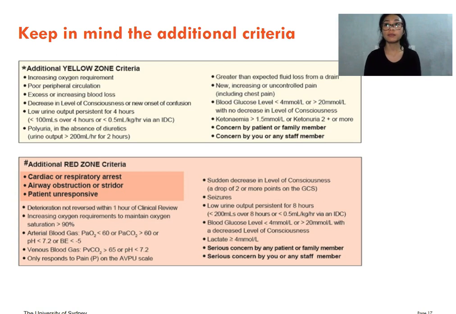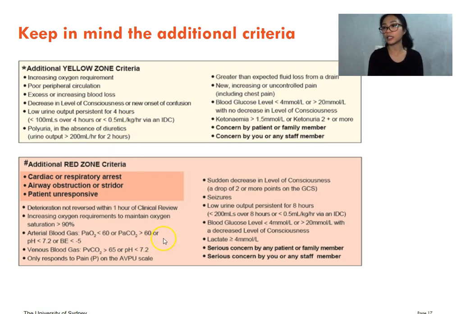I want you to keep in mind the additional calling criteria, not just the ones for the vital signs in the middle of the SAGO chart. This is what's on the back, and this is following on from our first lecture, which was applying A to G assessment. I want you to focus on the ones regarding fluid balance, about low urine output. So low urine output that is persistent for 4 hours, and that is less than 100 milliliters over 4 hours, or if they have an IDC, less than 0.5 mils per kilo per hour.